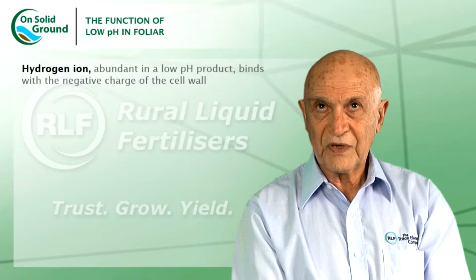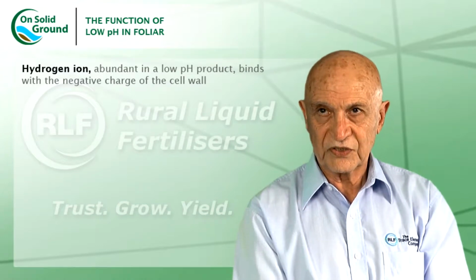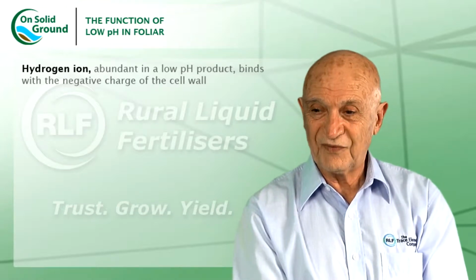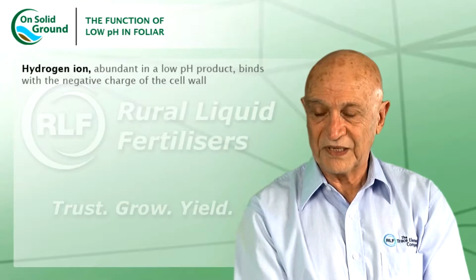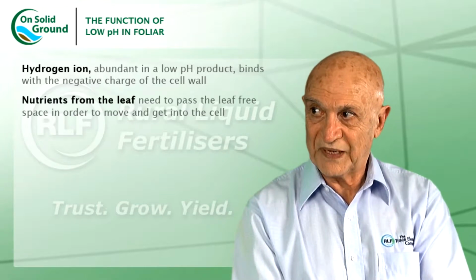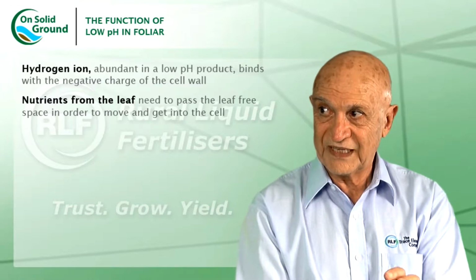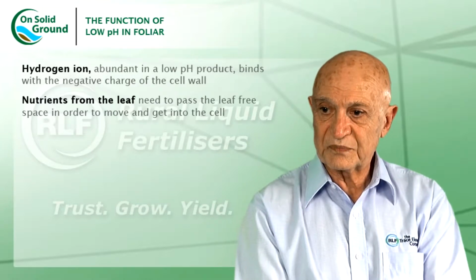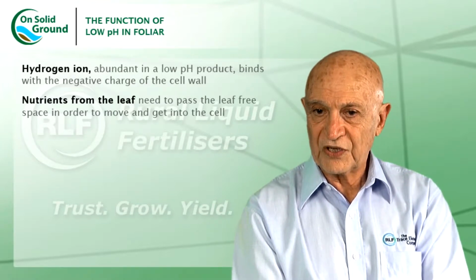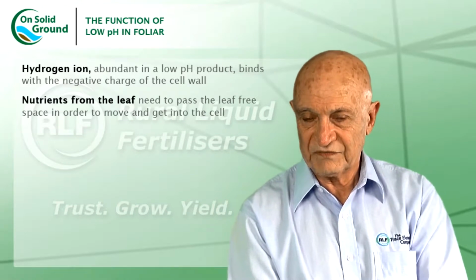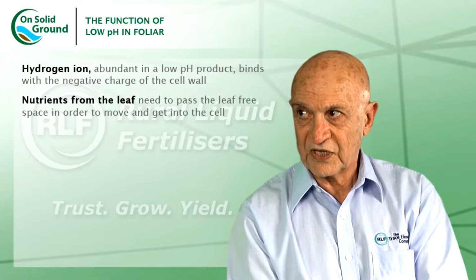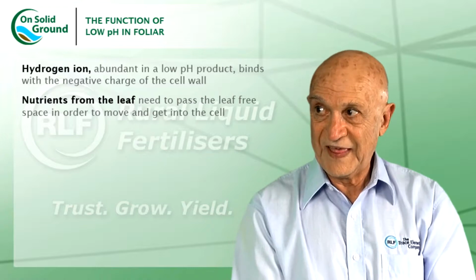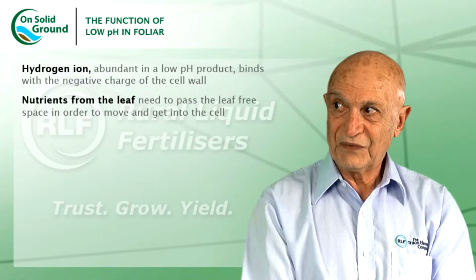And if you look at the plant cell wall structure, nutrients that are applied to the leaf, or for that matter come from the root into the leaf free space, need to pass through that free space in order to move around and finally get into the cell. The negative charges come from products of cell wall structure, referred to as polysaccharides, galacturonic acid, and so on. So there are acid residues with negative charge, and they start to bind with those cations.